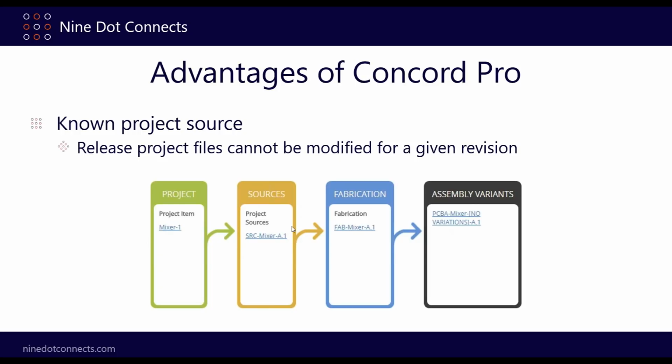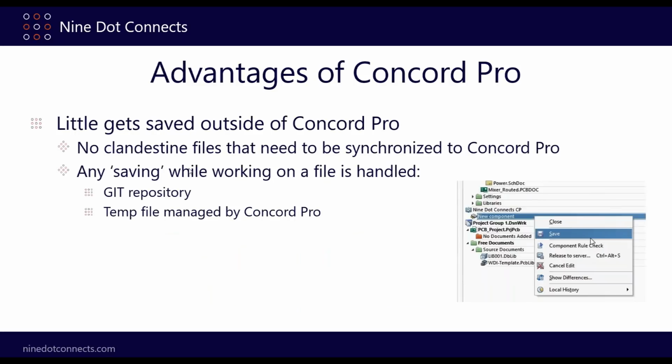So you can get either the whole project, or your source files like your schematic docs, your PCB docs, your fabrication files for your fabrication, and of course your assembly documents as well. So this, as I mentioned, is a really strong feature of the tool. Very little gets saved out of Concord Pro. The intention is to let Concord Pro handle that type of file management, because in the end, what you're trying to do here in the bottom right corner is to release to the server.